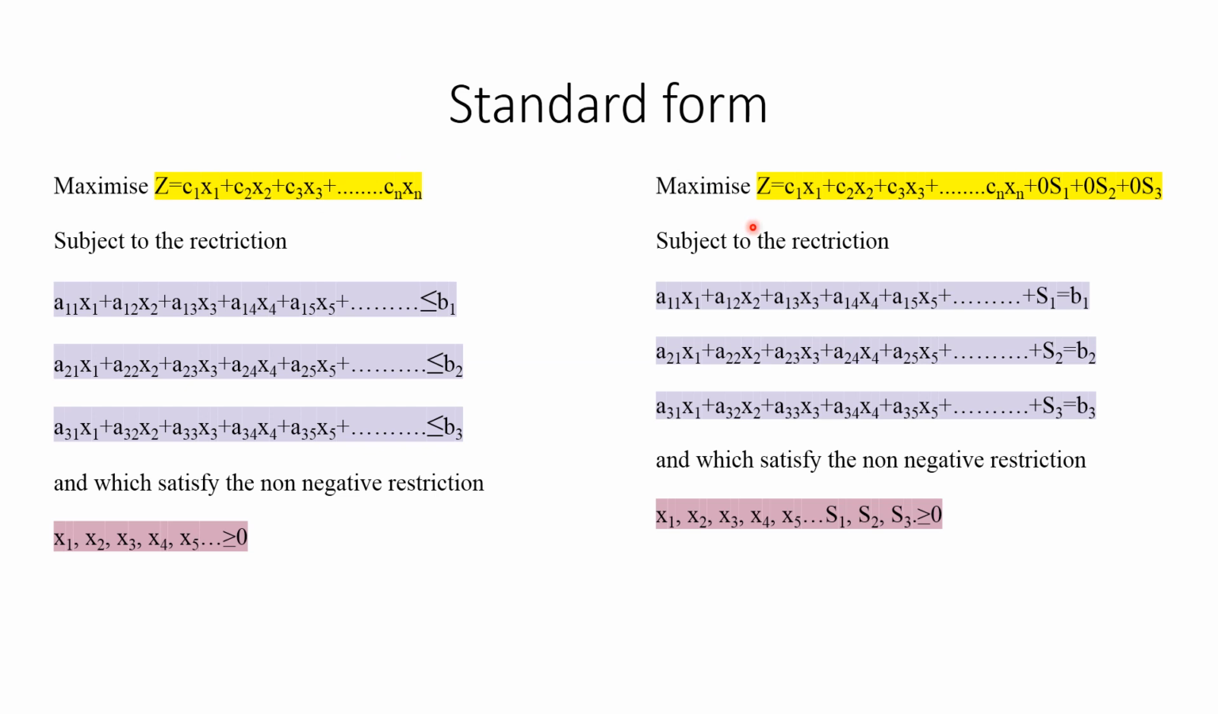How do we convert into standard form? First of all, we have to convert our restriction part into an equal to part. Let us see here. So we introduce our slack variable. It is known as a slack variable. We introduce this plus s1, which we will write in this part, and which is equal to b1. Why? Because it is a less than or equal to function, so we introduce our slack variable.